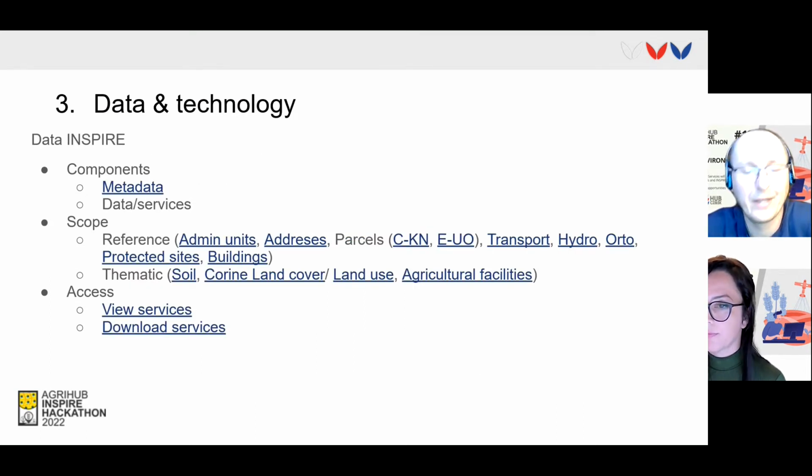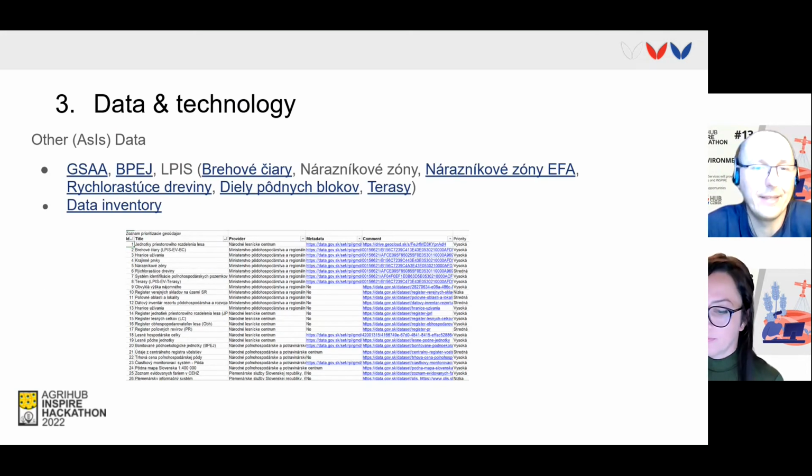The second important data source comes from INSPIRE, where really interesting data resources are starting to be made available, which are already harmonized and thus contribute to cross-border interoperability. Last but not least are other data, which we call as-is data, which we were also able to identify, and they shall improve the quality and availability of such resources, making this list regularly updated.